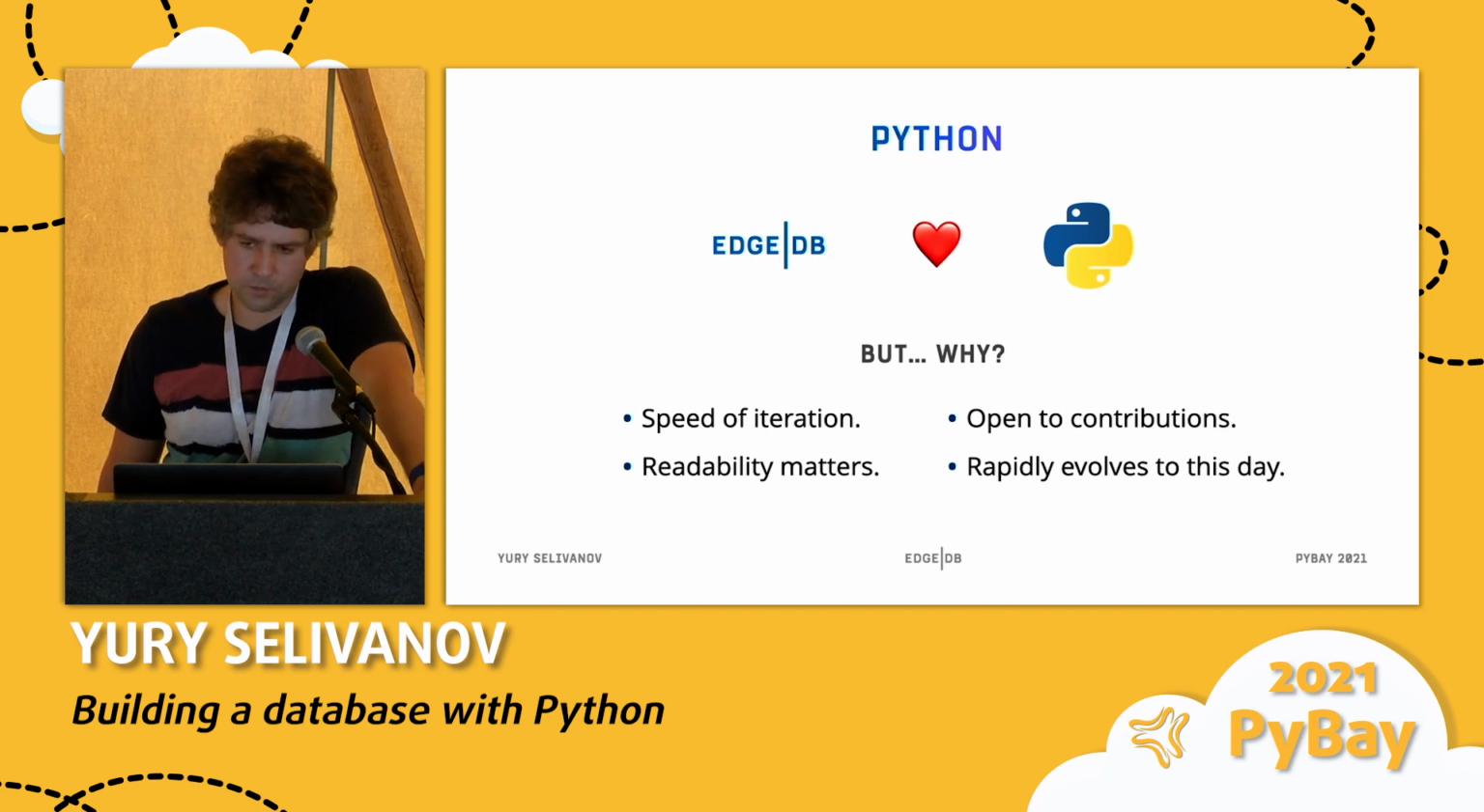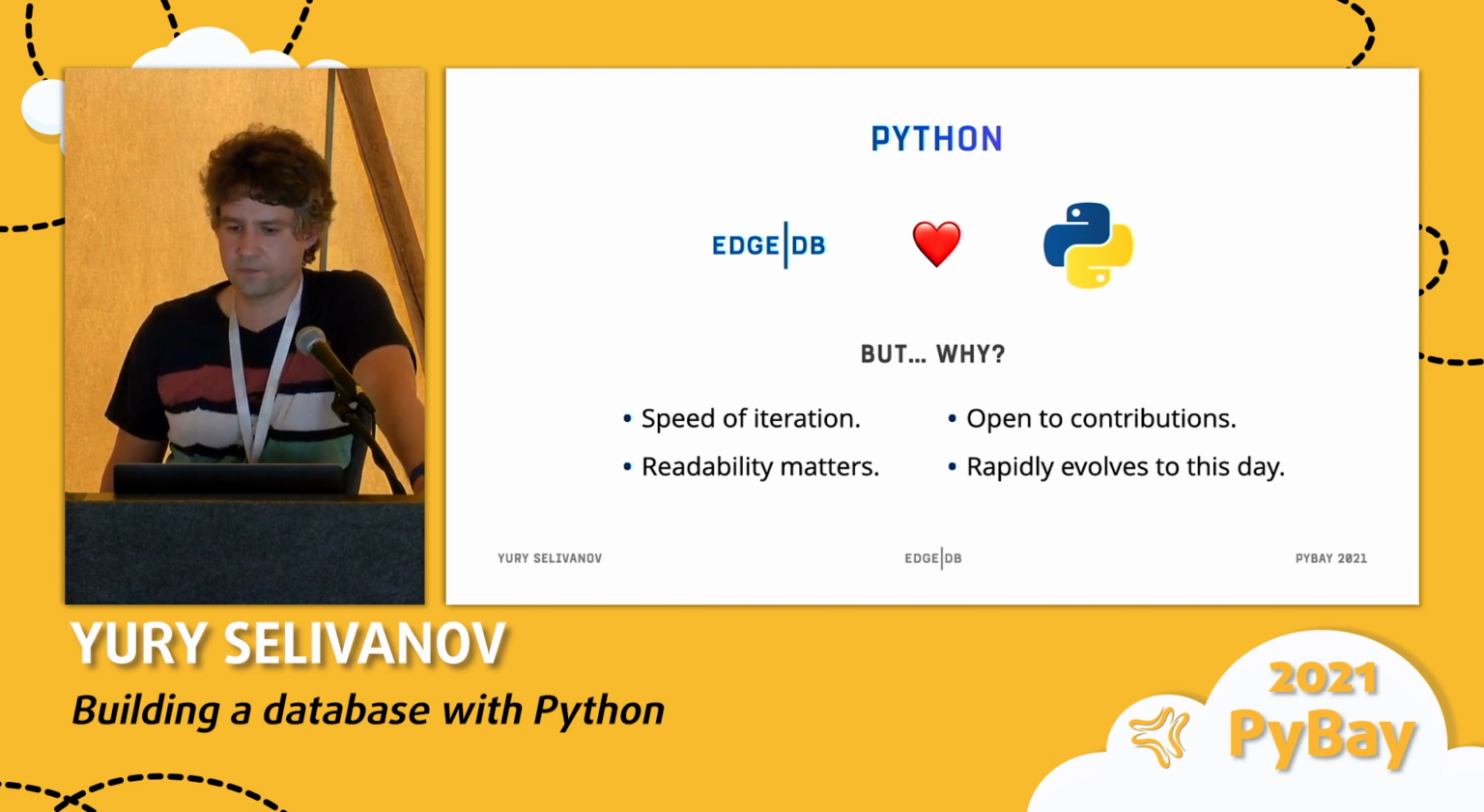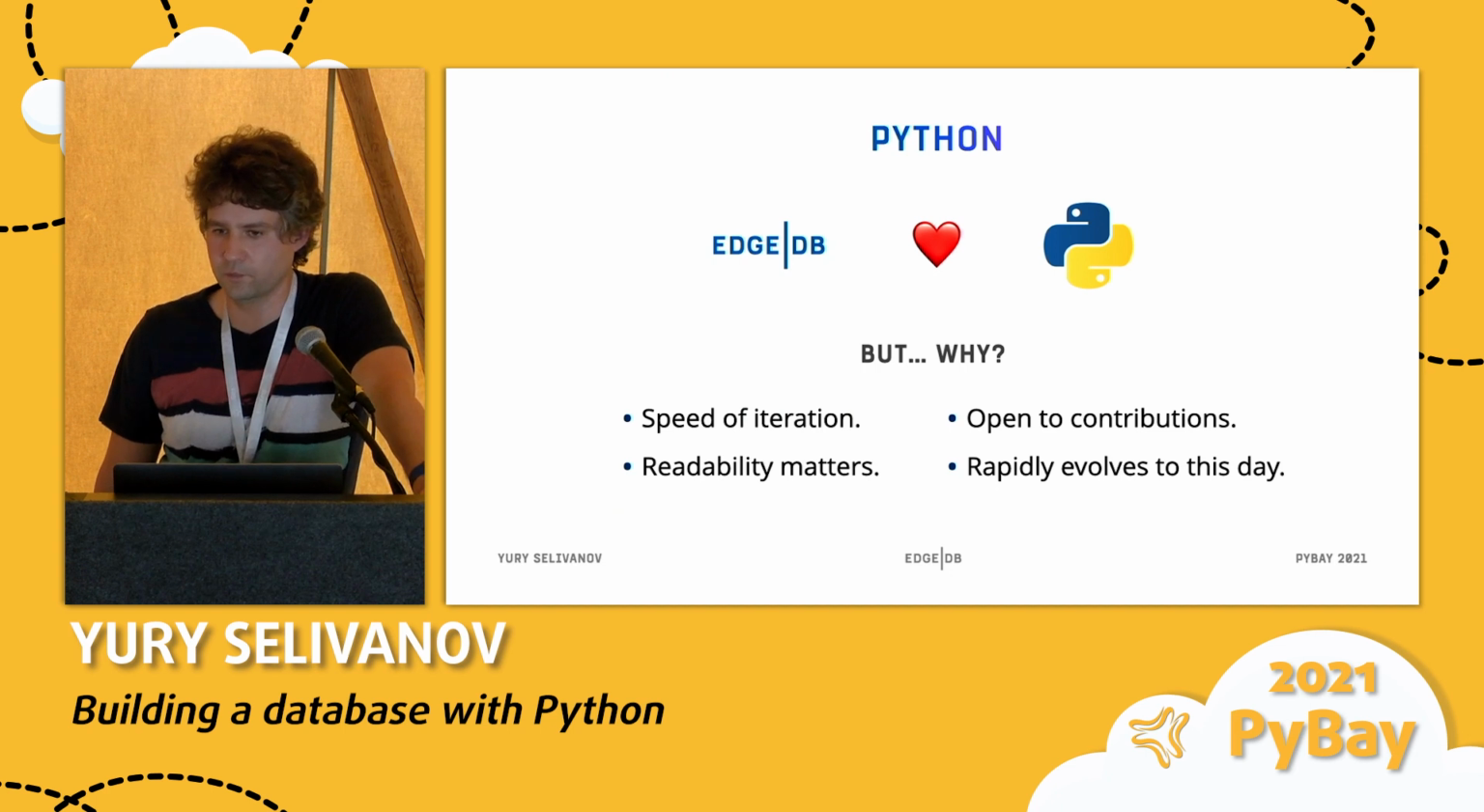So when we started with HDB, we didn't actually have a clear understanding that, hey, this is going to be a database. We started many years ago, and even originally, HDB was sort of an ORM for Python. So the first reason, I guess, is historical. We knew Python well. We started with Python, and we continued to use Python.